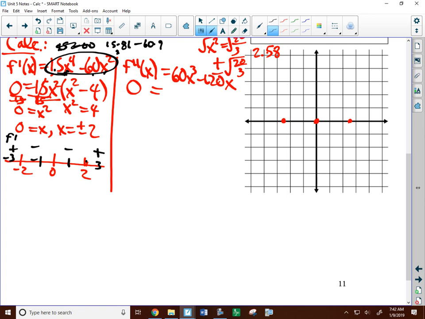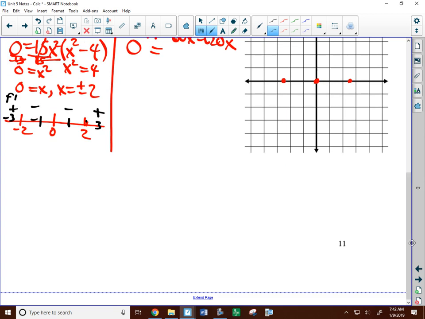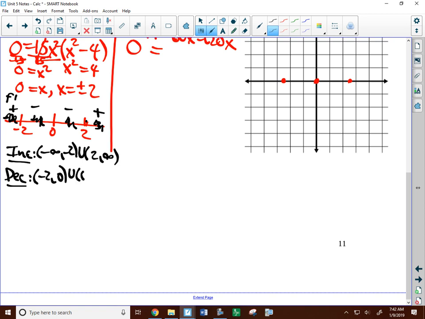Alright, so let's write down the increasing, decreasing based on that. I'll get rid of my test values. Okay. And I'm going to choose increasing first, positive. So it would be negative infinity to negative 2, union 2 to infinity. Decreasing where our slopes were negative, negative 2 to 0, union 0 to 2.